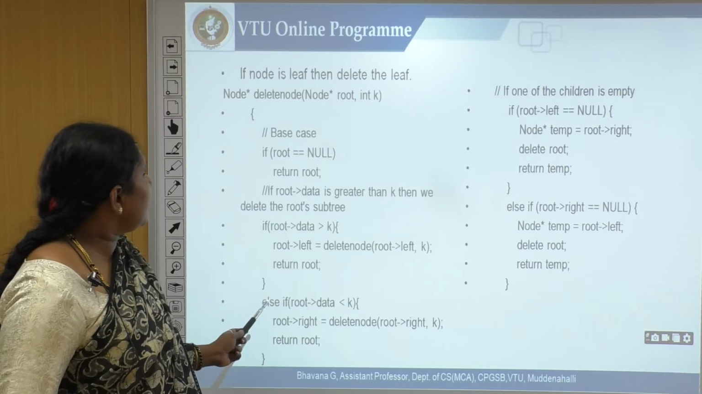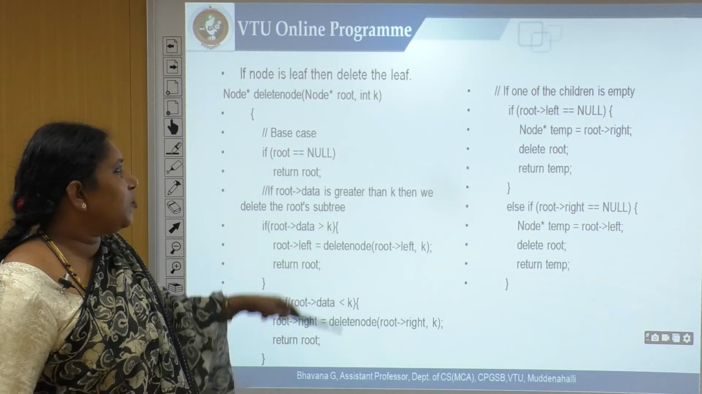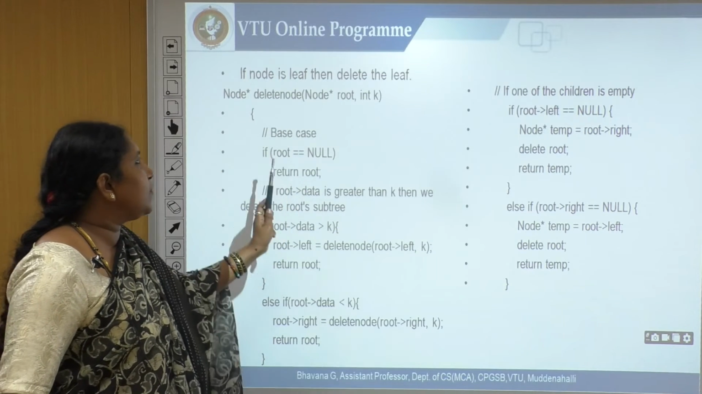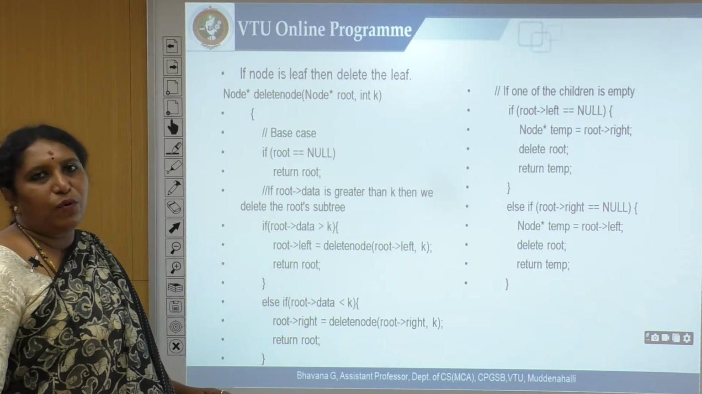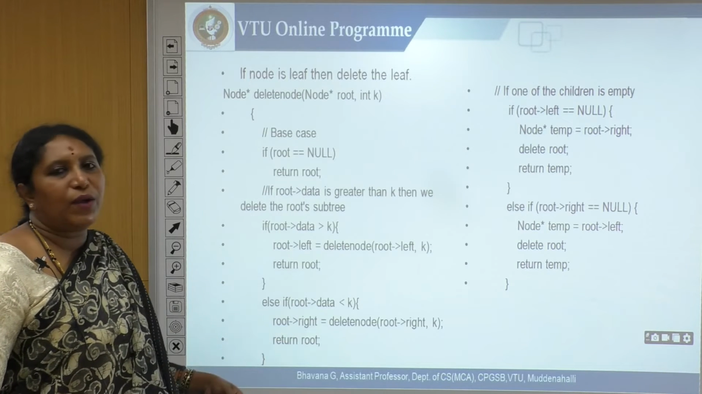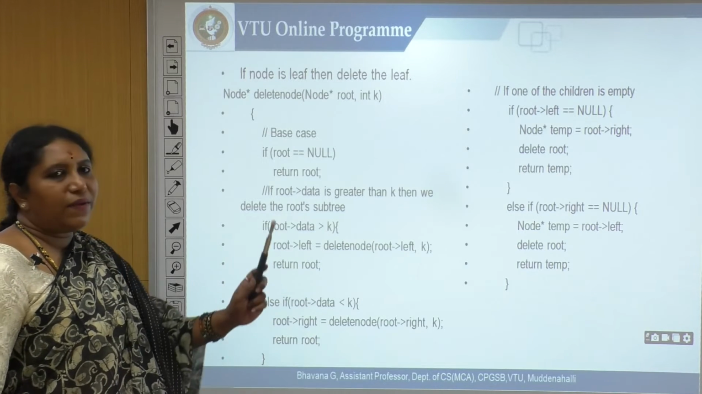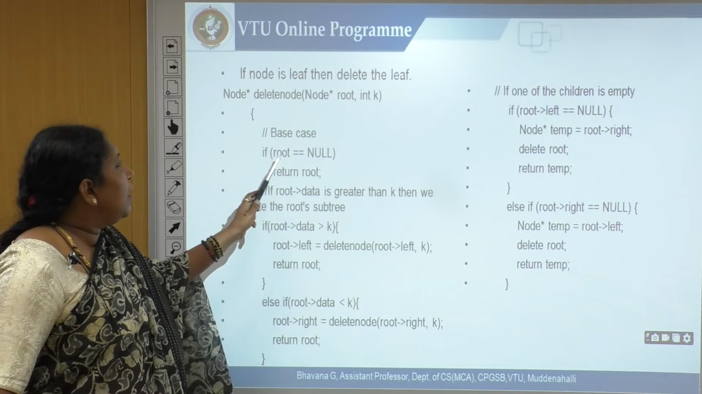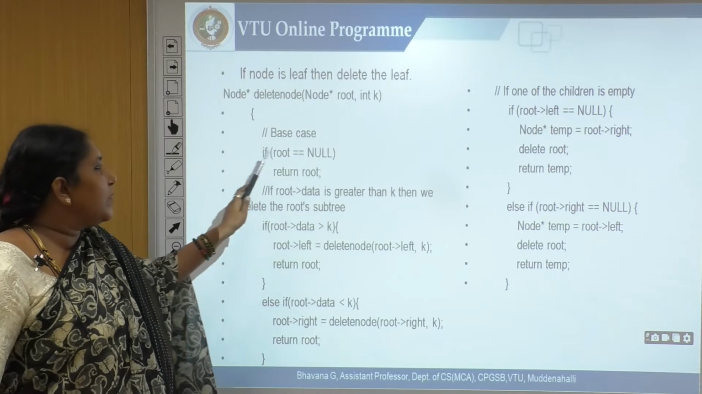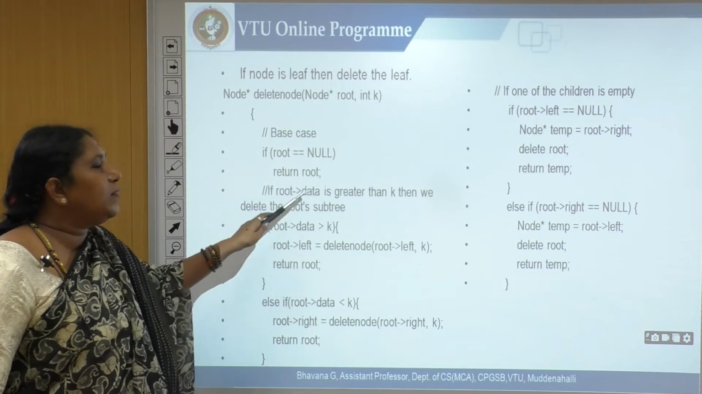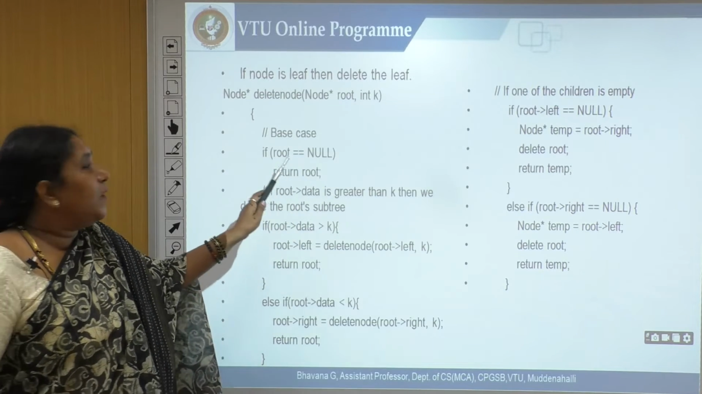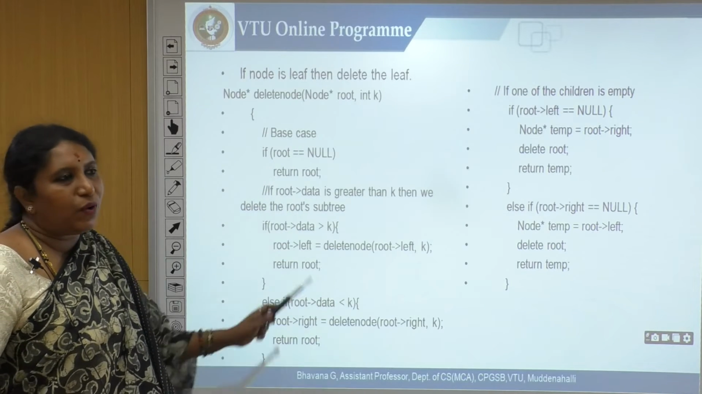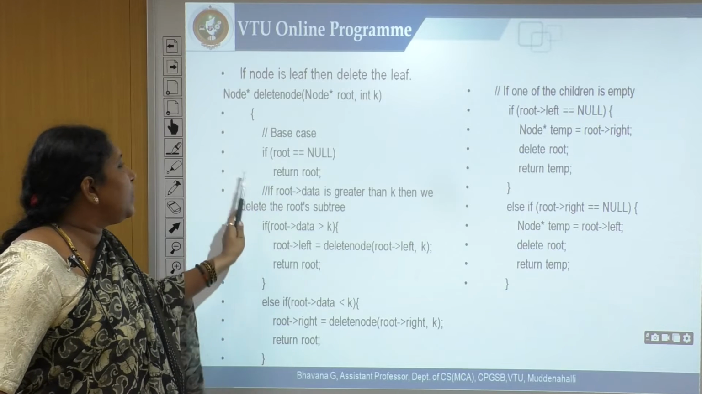This is the implementation part. Here, if a node is a leaf, then we delete the leaf. If a node is a leaf node, it does not have any link to any other data, so you can directly delete it. It says if root is equal to null. The first condition is to check whether the root is null. If it is null, return the root. There are no elements inside, so you return the root.